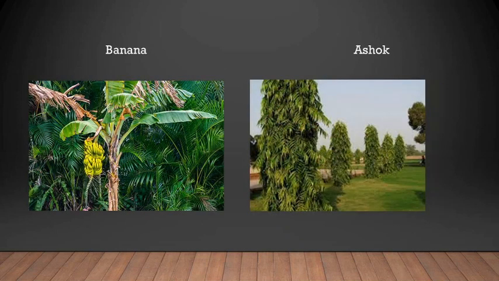The picture on your left, yes, all of us in Nanded district should be identifying it. It is banana, plantain, केळीचं झाड. That's right. The picture on your right is called the Ashok tree. This is called in Hindi and Marathi as Asokaचं झाड.